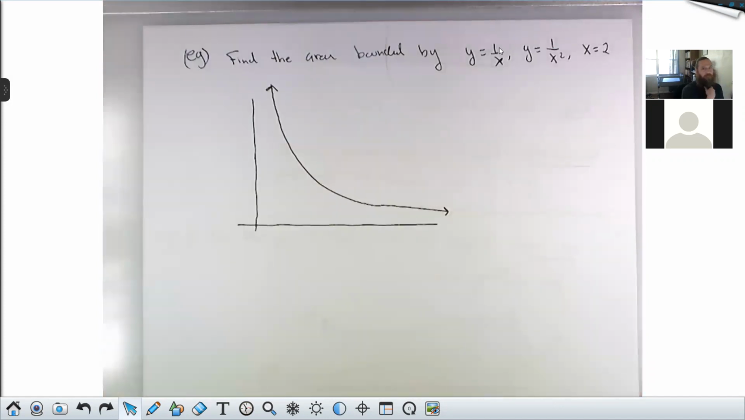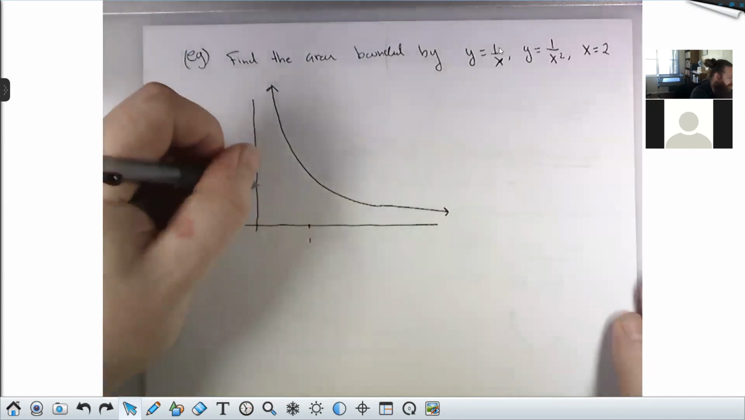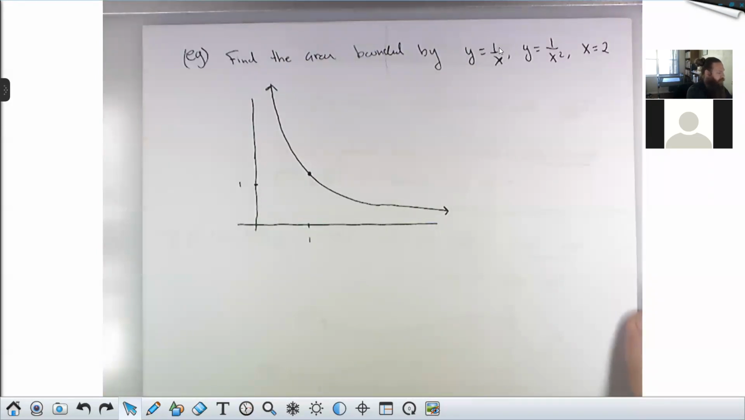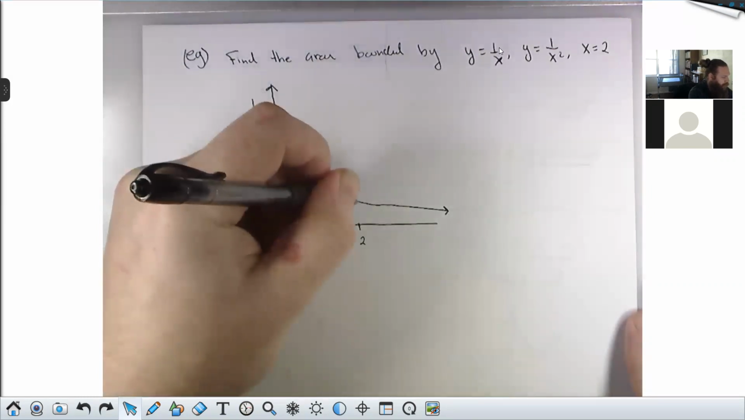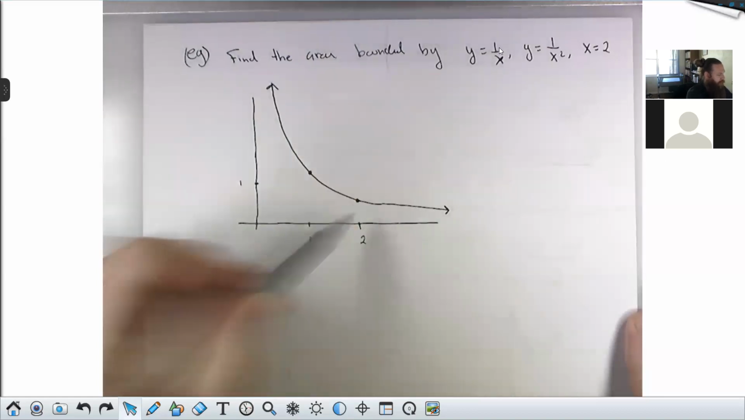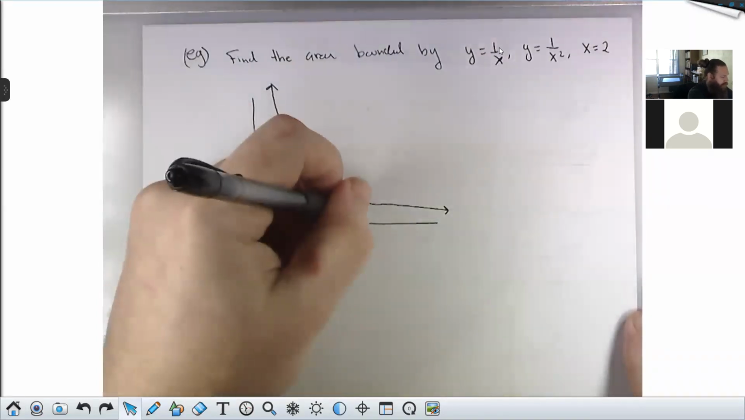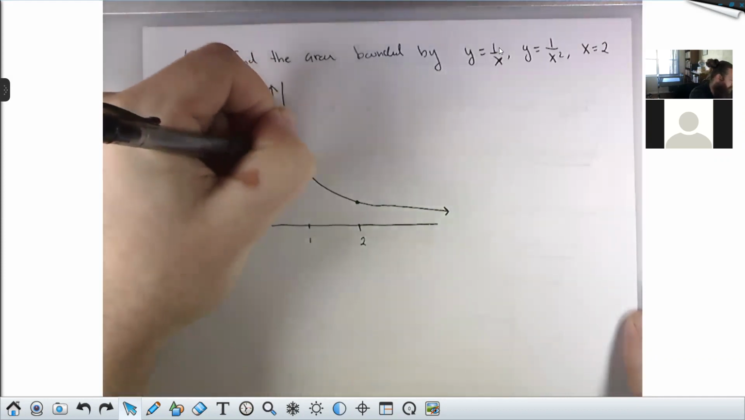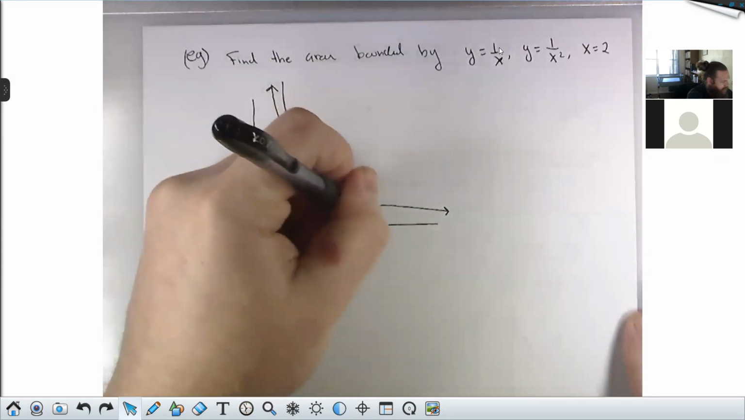Here's 1 over x. We know that the point 1, 1 is on there. So I'll label this as 1, 1. 1 over x squared goes through 1, 1. The point on 1 over x at x equals 2 is 2, 1/2. The point on 1 over x squared when x is equal to 2 would be 2, 1/4. It would be lower down here. So the curve 1 over x squared looks like this.